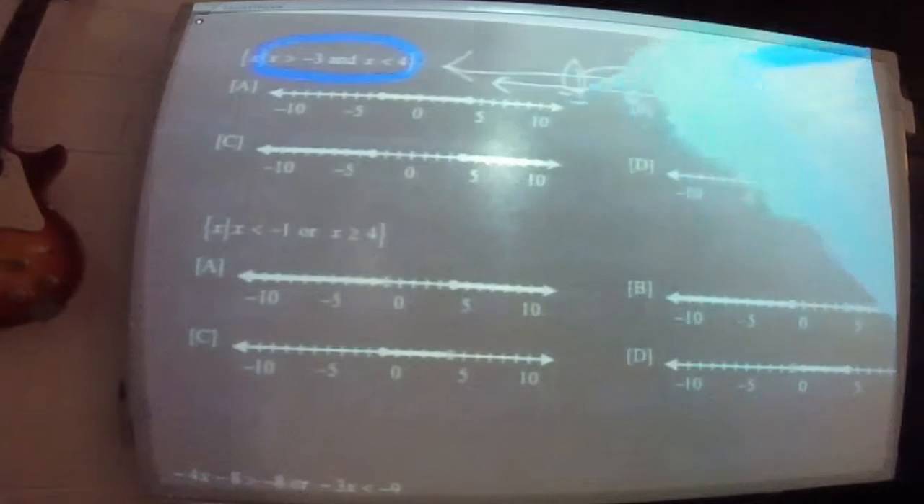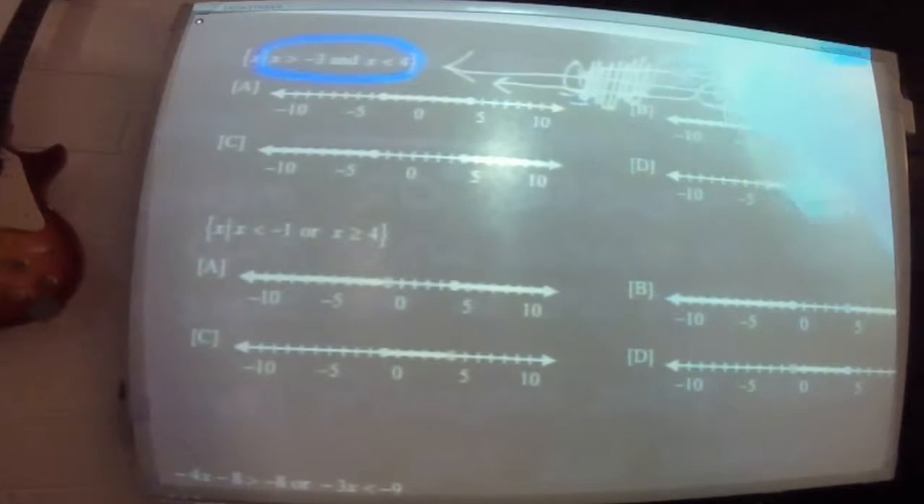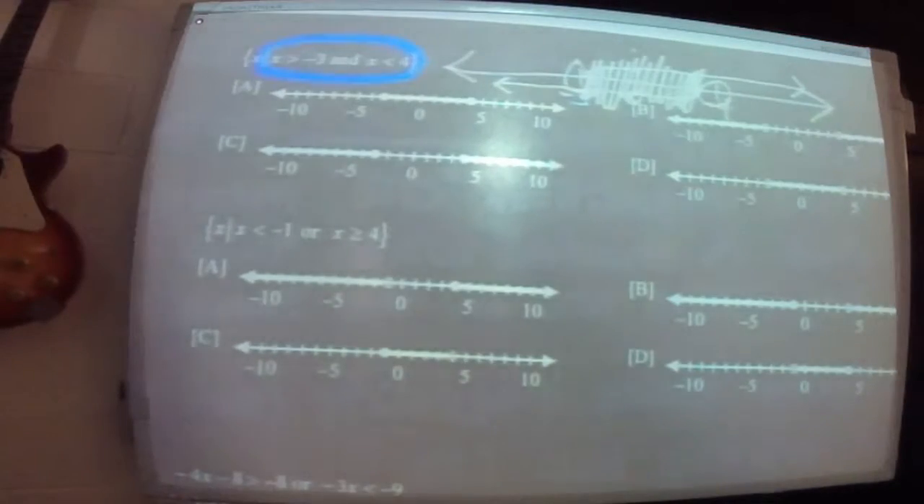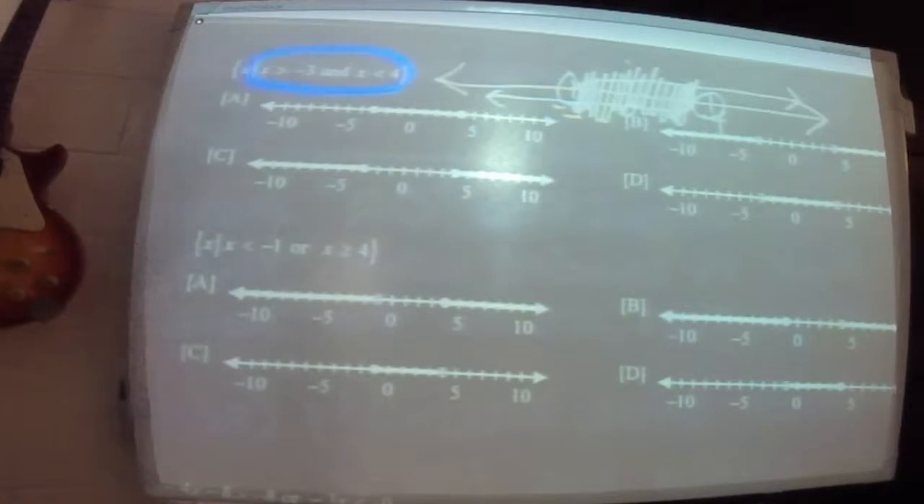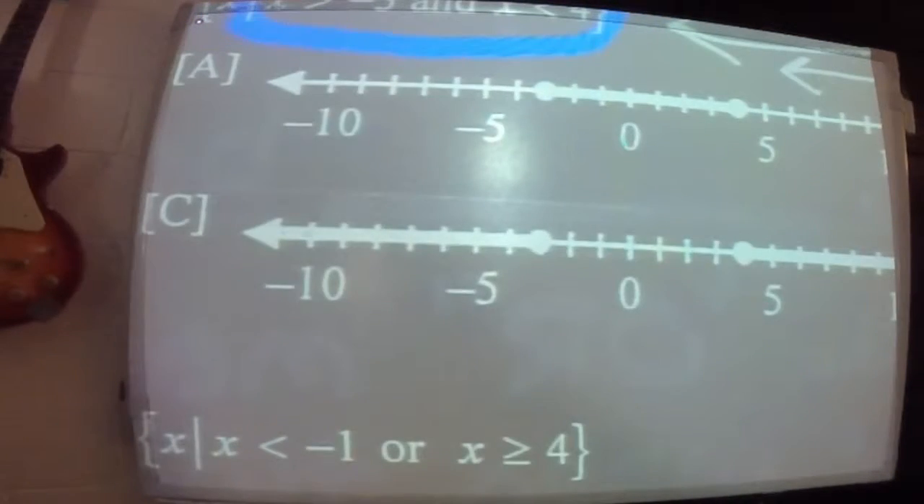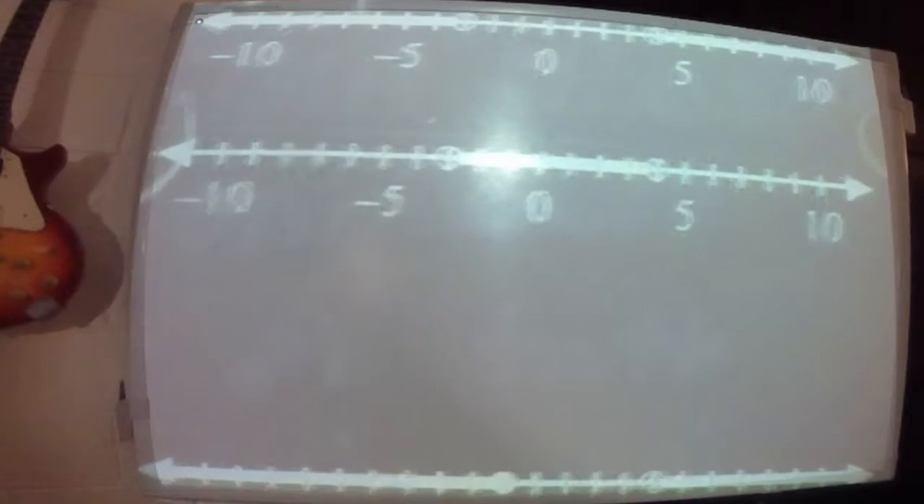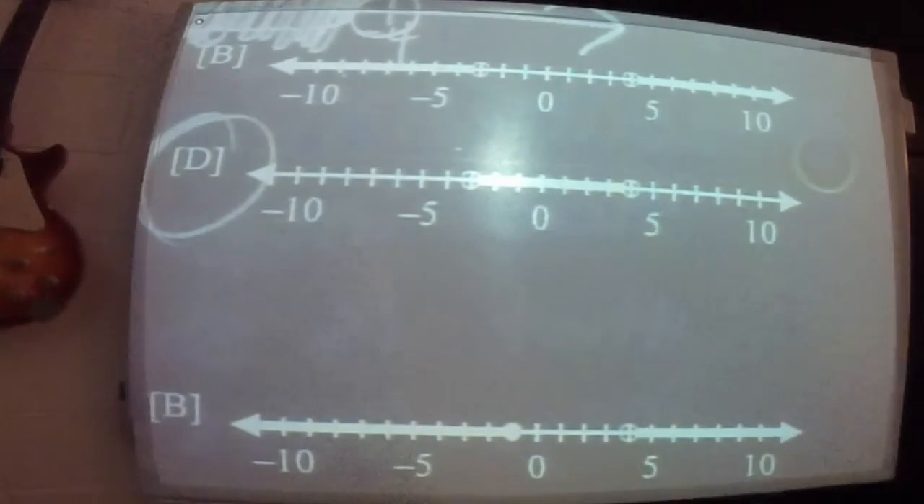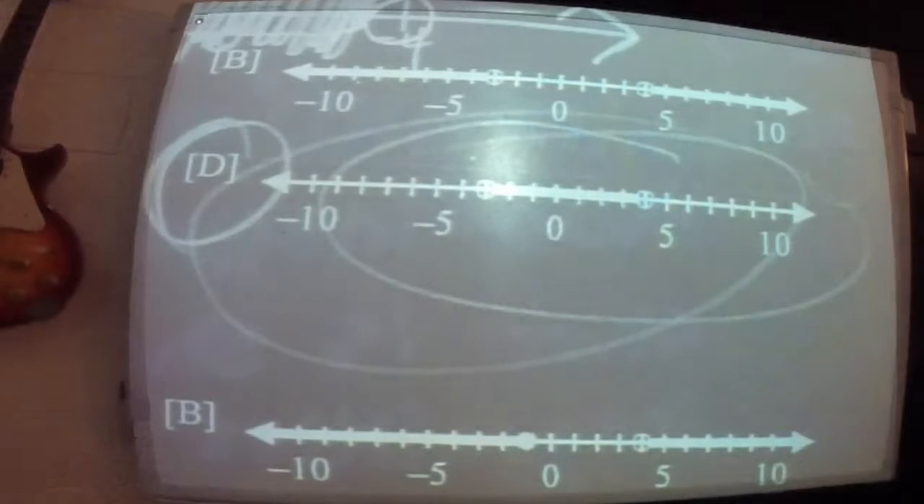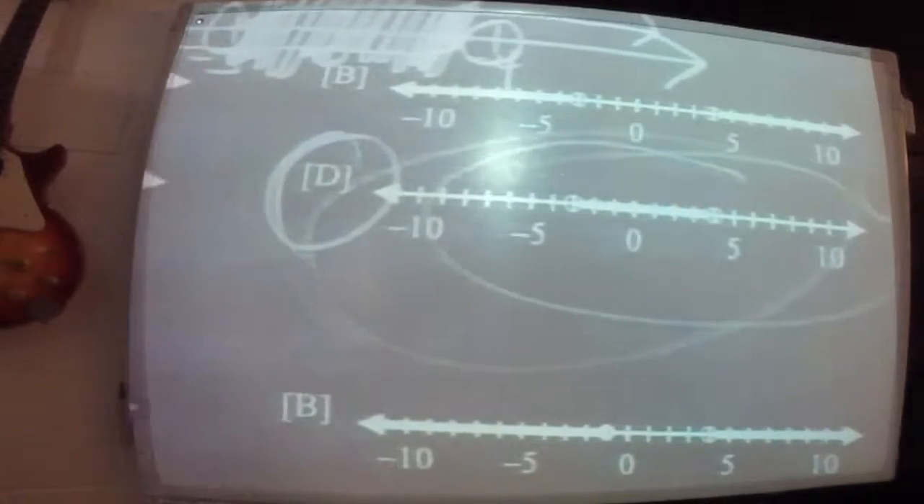So from here to here is your answer. There's overlap happening from negative 3 to 4. So we want to choose from negative 3 to 4. Both of them are open dots. So we want to make sure from negative 3 to 4 we have open dots. Not like A or C. Right here, from negative 3 to positive 4, as in D. That's what we're looking for. Okay, 2 OR problems coming up.